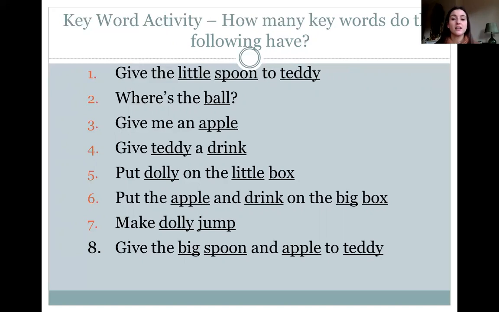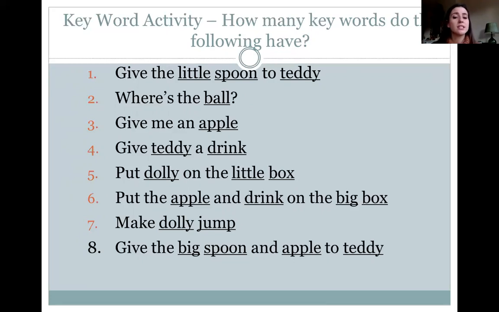So the keywords are underlined here. So "Give the little spoon to Teddy" is an example of a 3 keyword level instruction. "Where's the ball?" is 1 keyword, as the only word needed for the child to understand is ball. "Give me an apple" is 1 keyword level, because if you have your hands out, so "give me apple," the child gets those non-verbal clues that you want them to give them the apple. "Give Teddy a drink" is an example of a 2 keyword level instruction. So just Teddy and drink.